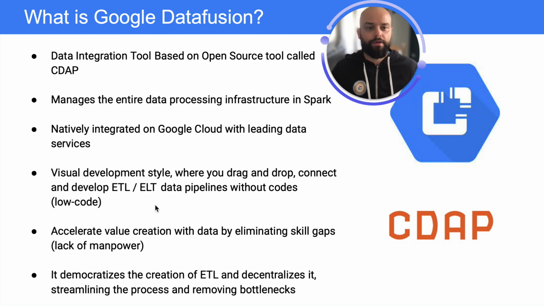You're going to see that we can do a lot of data transformation, deduplication, and error handling with just clicks. We're going to see some functions similar to Excel, and how to use regex for that. It accelerates the value creation with data by eliminating skill gaps. Basically, the goal of CDAP is to manage everything for you, so you can just worry about creating the pipelines and bringing value faster.